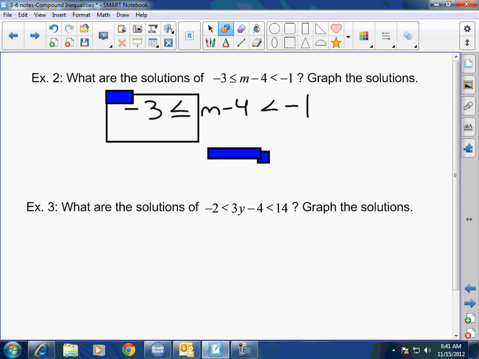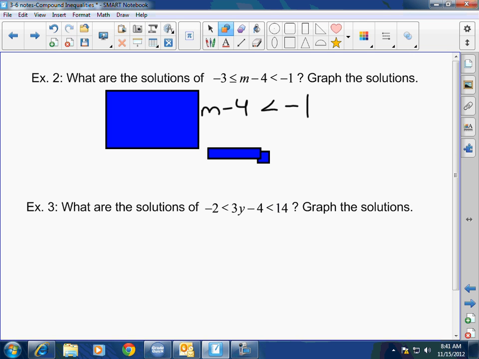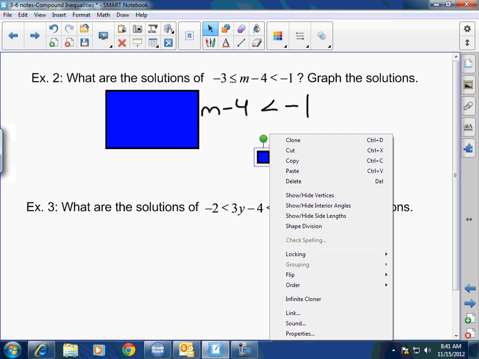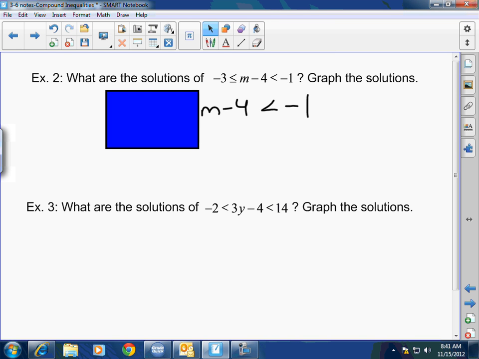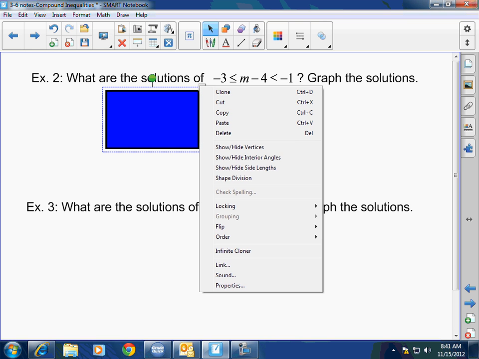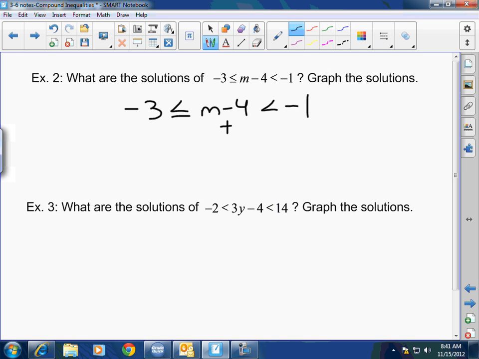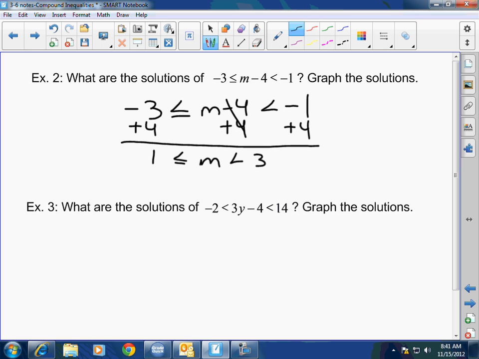If I just block this off here, and I add 4 to one side, what do I have to do to the other side? Add 4, because whatever you do to one side of the equation, you do to the other, correct? Well, this time I'm going to have two sides of this equation. So what do you think I'm going to have to do if I add 4 to the middle? You have to add it to all the sides. So now I've got my m, because the 4's cancel, and we're done.